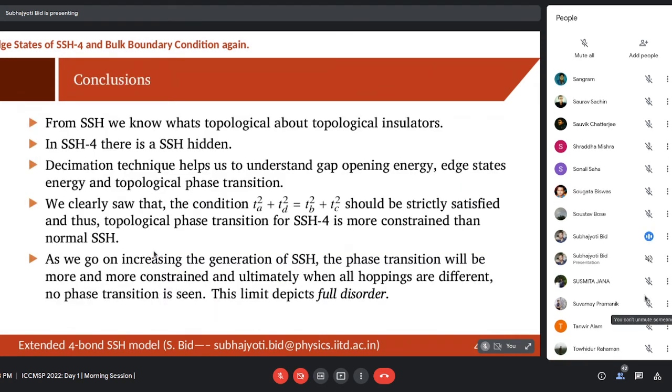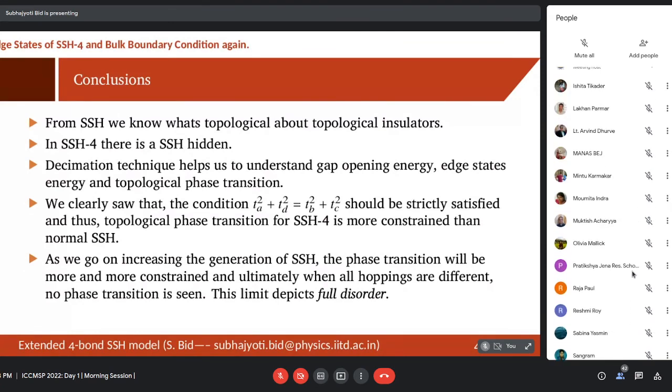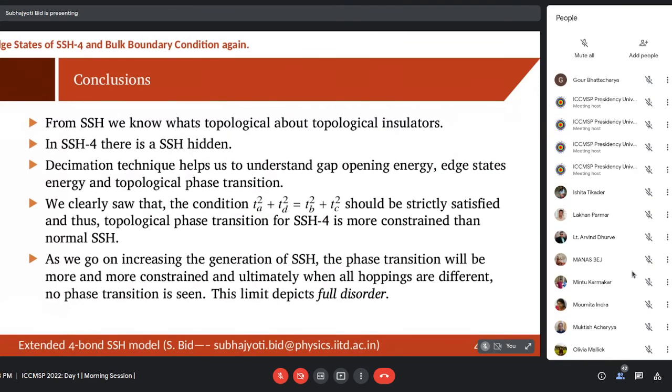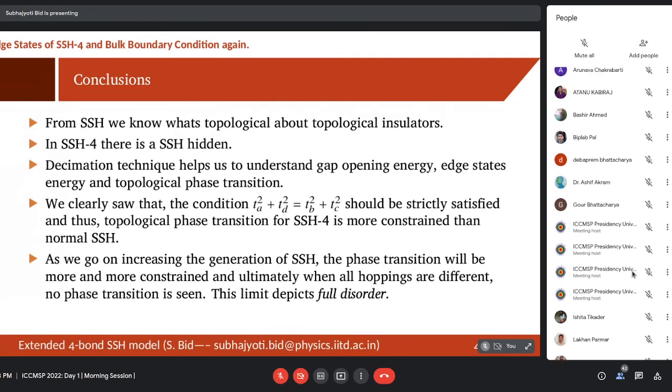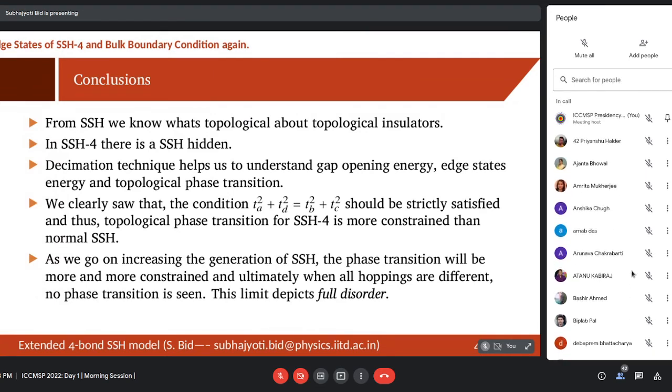So what are the conclusions of the talk? The conclusions are very simple. From SSH, we know what's topological about topological insulators. It's basically the eigenvectors and the winding number. In SSH4, there is a hidden SSH. The decimation technique helps us to understand gap opening energy, edge state energy, and topological phase transition. We clearly saw that the condition Ts square plus Td square equal to Tb square plus Tc square would be strictly satisfied, and thus topological phase transition for SSH4 is more constrained than normal SSH.